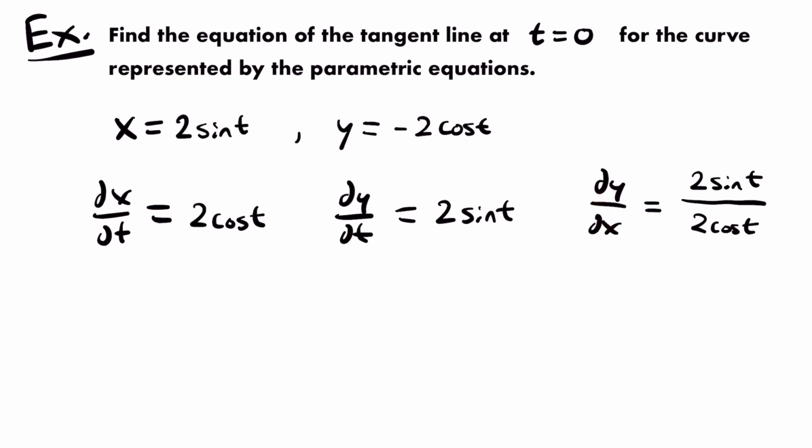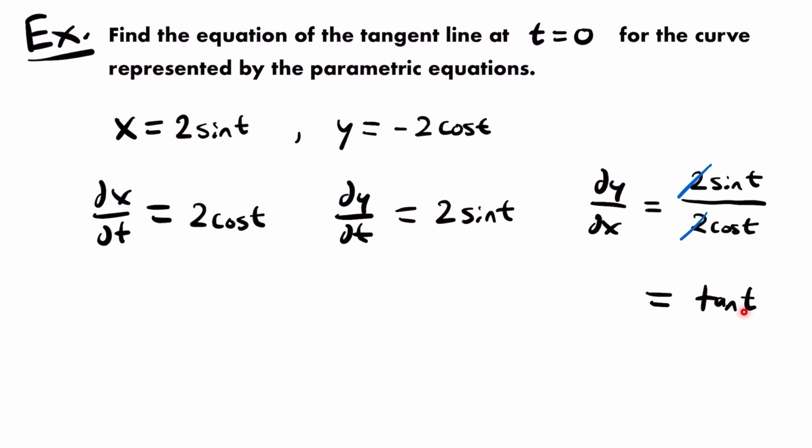All right, now if we simplify, these 2's are going to cancel out. 2 divided by 2 is just 1, so we can cross those out and eliminate them from the derivative. And then sine t divided by cosine t, that's actually the same as tangent of t. If you remember your trig identities, tangent is equal to sine divided by cosine. So really what we have here as our derivative is tangent t. Okay, so that's our derivative.